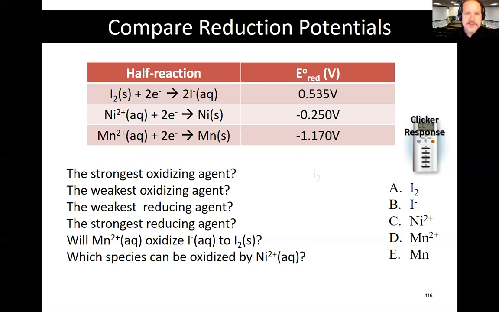All right, well, the answer is iodine, I2. Why is that? How do we figure this out? Well, remember, the oxidizing agent is the one that's being reduced, and we want to add in our knowledge of being reduced with the highest positive voltage. Well, when I look at my potential reactants that can be reduced here, that's iodine, nickel 2 plus, and manganese 2 plus. Out of those three, only iodine is the one that is reduced with a positive voltage, thus the strongest oxidizing agent. All right, next question. Who's the weakest oxidizing agent?